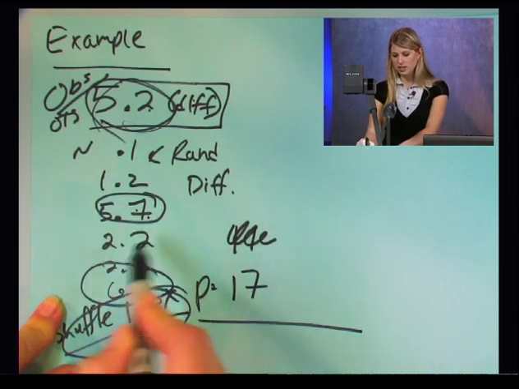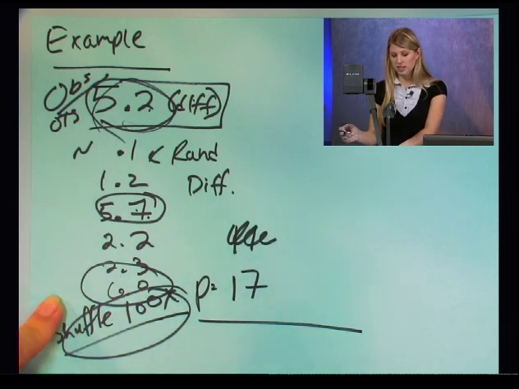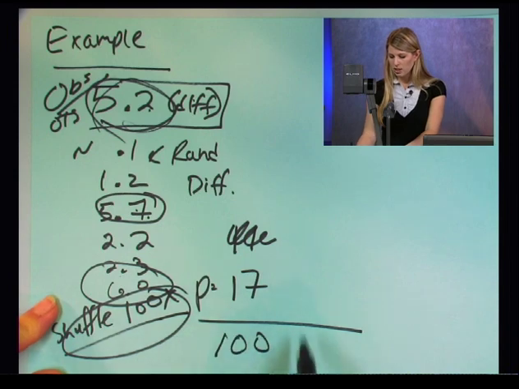Okay, 17 different times. Now to calculate P, you're going to have 17 as the number of times you exceeded, so 17 equaled or exceeded this 5.2, divided by the total number of times you shuffled, 100, plus 1 on each of these.